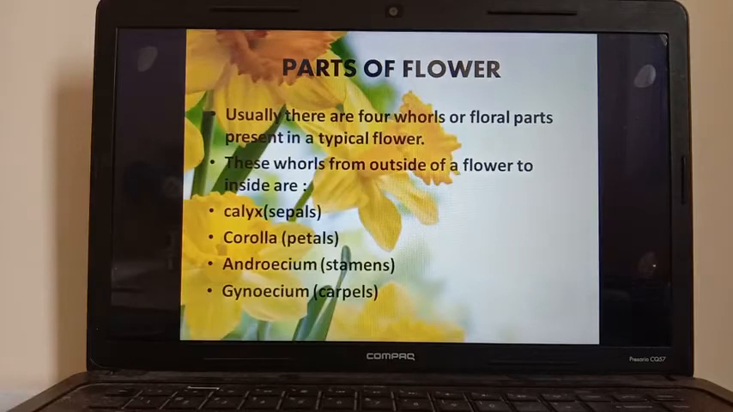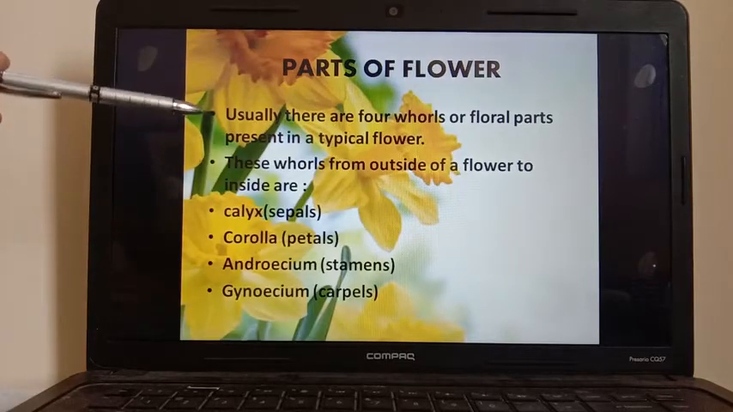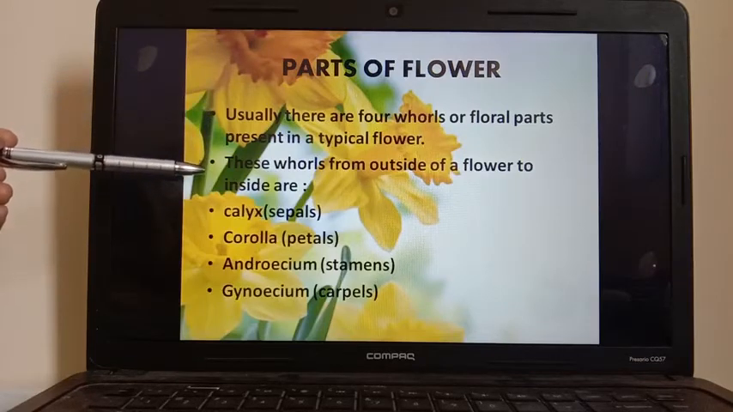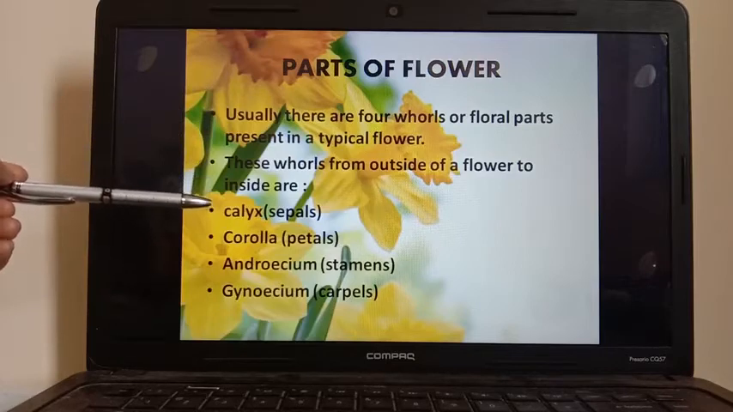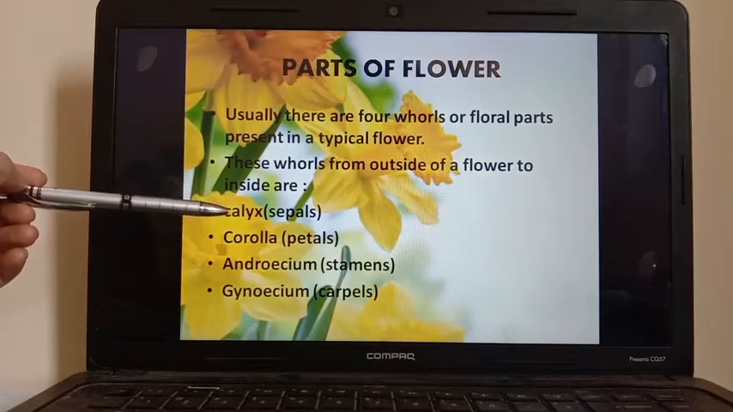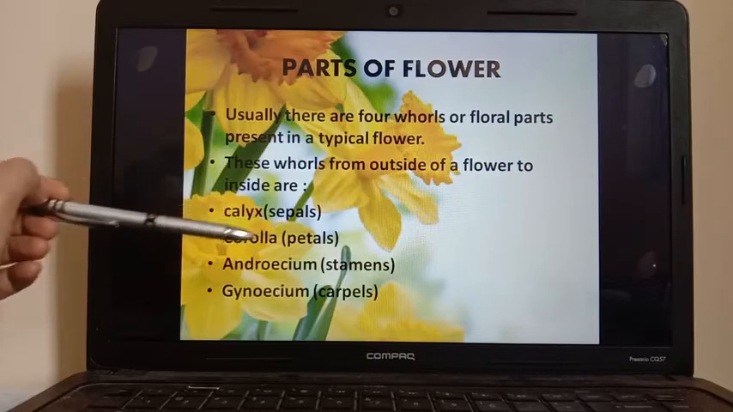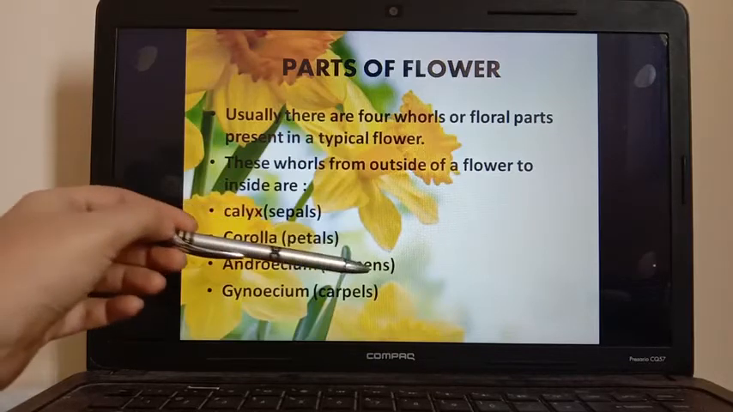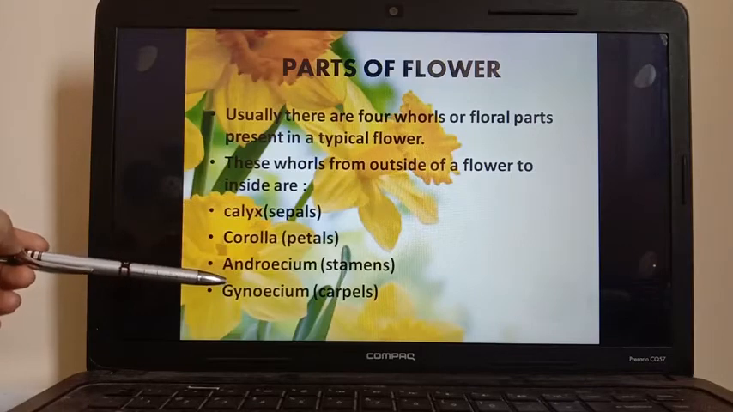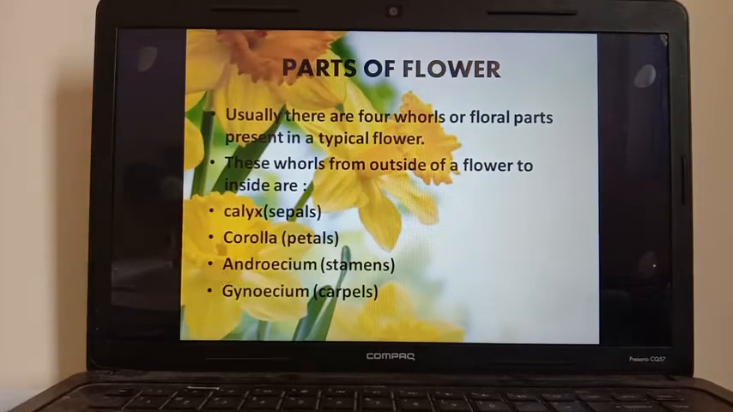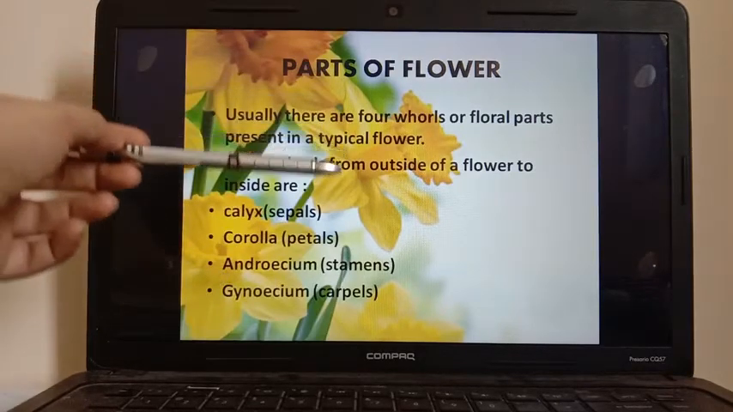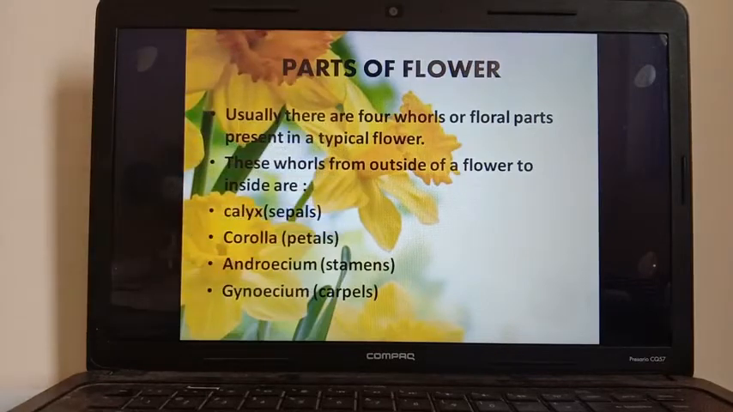Usually, there are 4 whorls or floral parts present in a typical flower. These whorls form from outside of a flower to inside. The names are calyx, that are the sepals, corolla, that are the petals, androecium, that is the stamen, and gynoecium, that are the carpels. Already I have told that stamen is the male part and carpel is the female part of the flower.